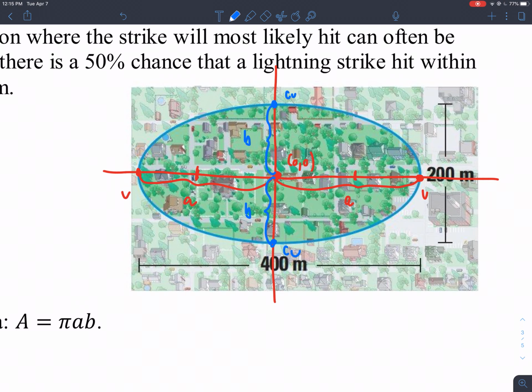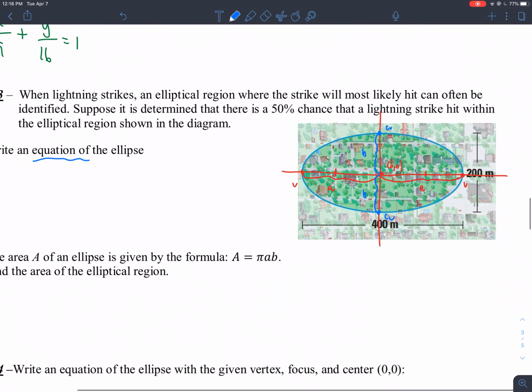And then what we want to do here is just write the equation. Now, it's a horizontal ellipse. Major axis goes this way. So I know that the equation has to have a squared under x because the major axis is on the x-axis. So I want x squared over a squared plus y squared over b squared equals 1. And then the question is, what is a? Well, we said a is here.